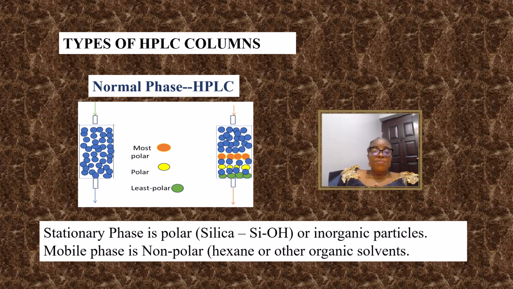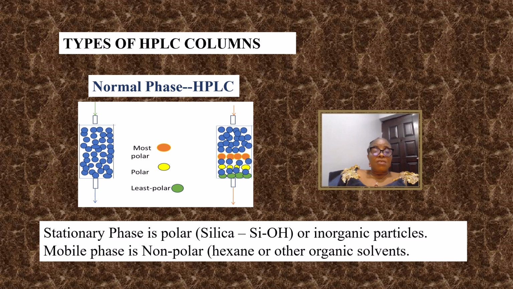For the normal phase HPLC, the stationary phase is polar. You can use silica gel or inorganic particles. And then the mobile phase we will use is non-polar, maybe hexane or other organic solvents. We know that the polar molecules will interact more with the stationary phase and are retained longer, and the non-polar molecules will move with the mobile phase. It is used for the separation of lipids, fatty acids, and other non-volatile compounds.